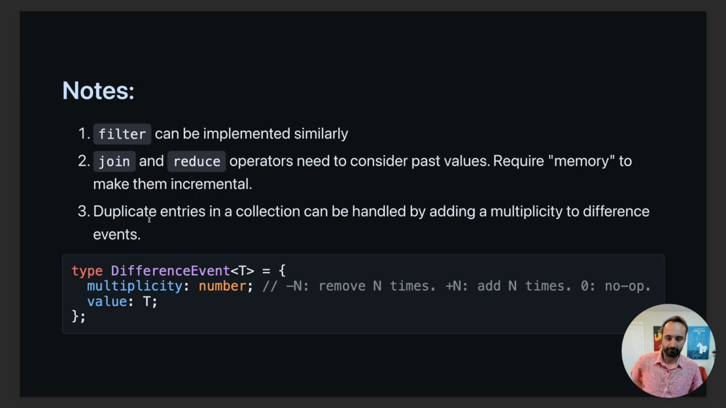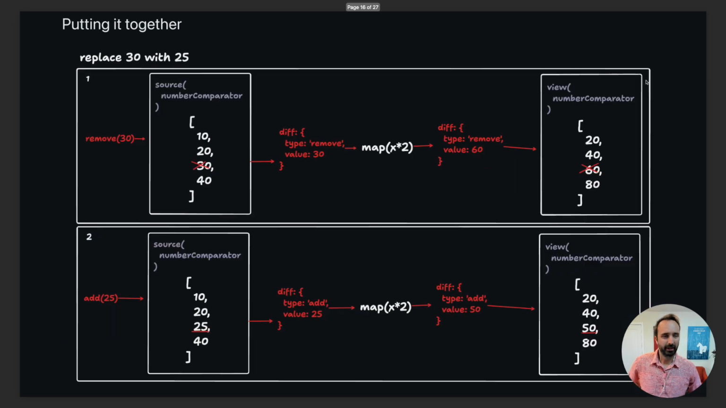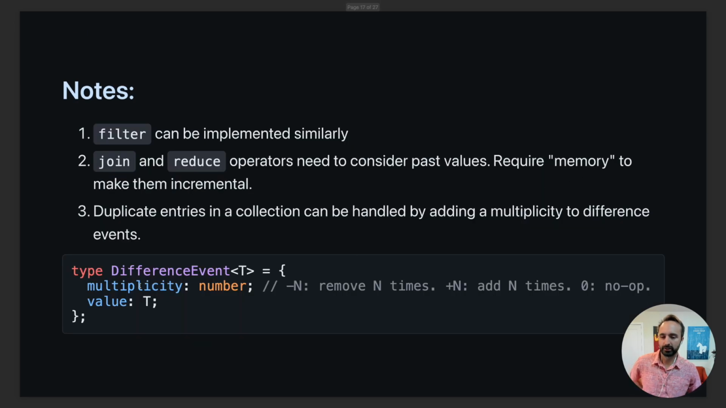Yeah, and what if you want to handle duplicate entries? So we have these collections. They're ordered by comparator. Somebody passes you remove 60. Well, what if you have 5 60s, not just 1 60? How do you know which 60 to remove? Well, you can change your difference event. Rather than having a type of add or remove, you have a multiplicity, and that's just a number where the negative version of the number is remove the thing that many times, the positive number is add it that many times, and a 0 is a no op.